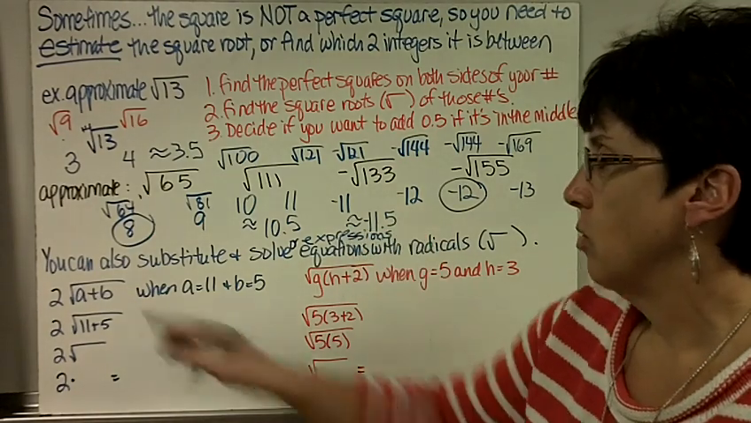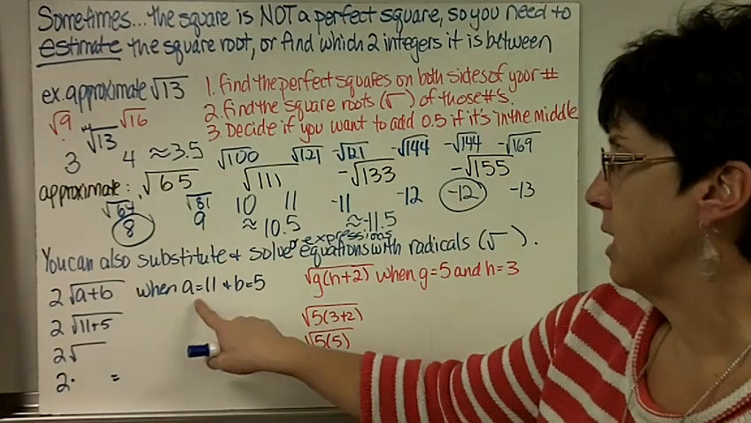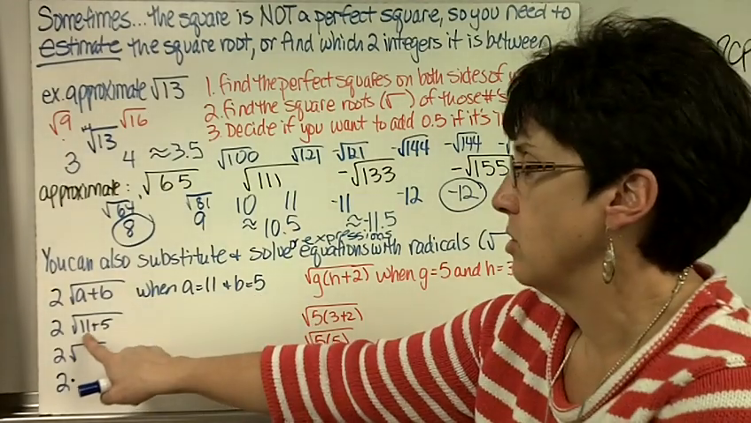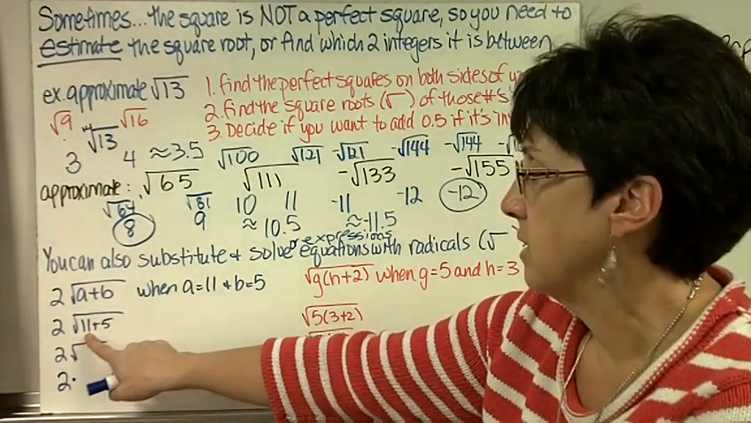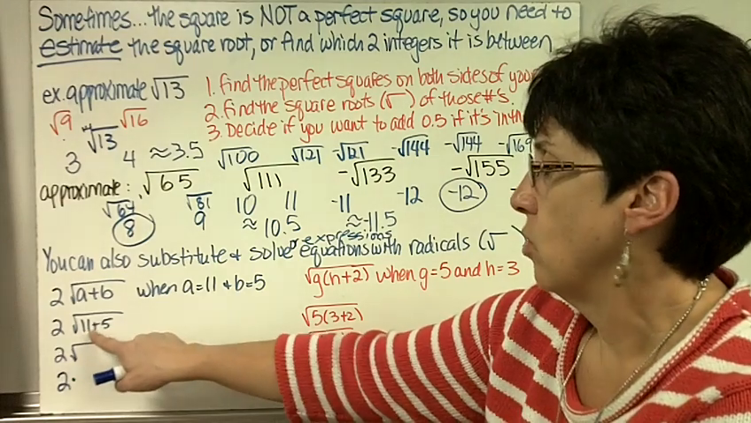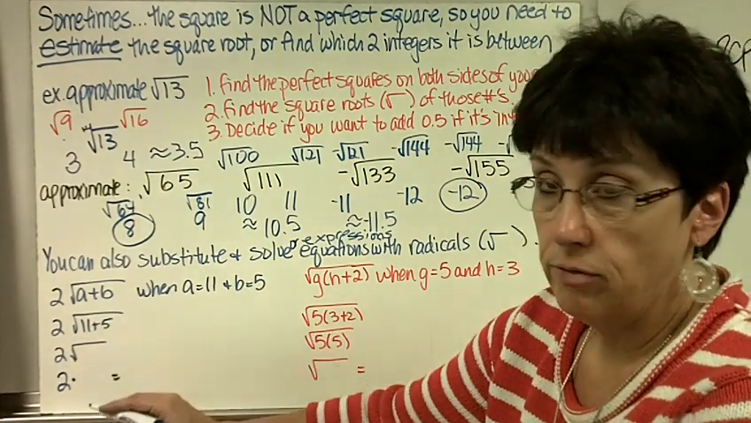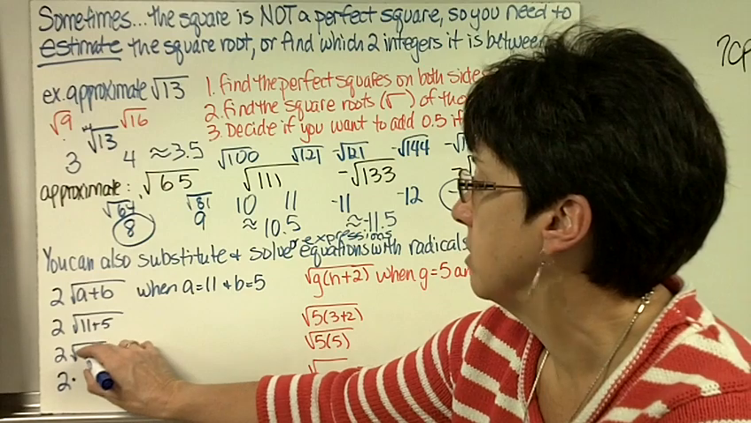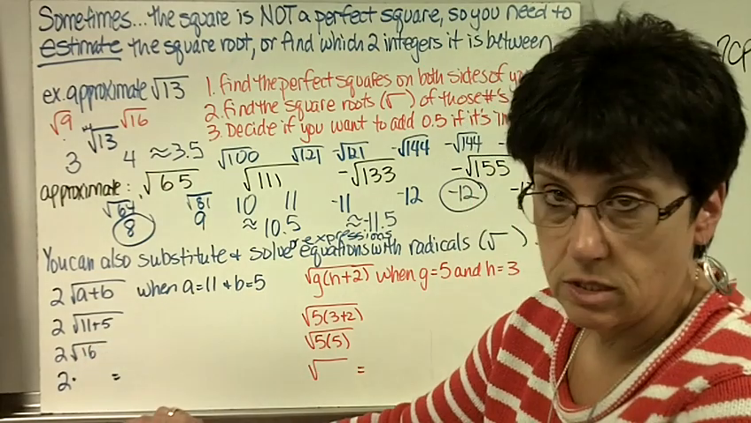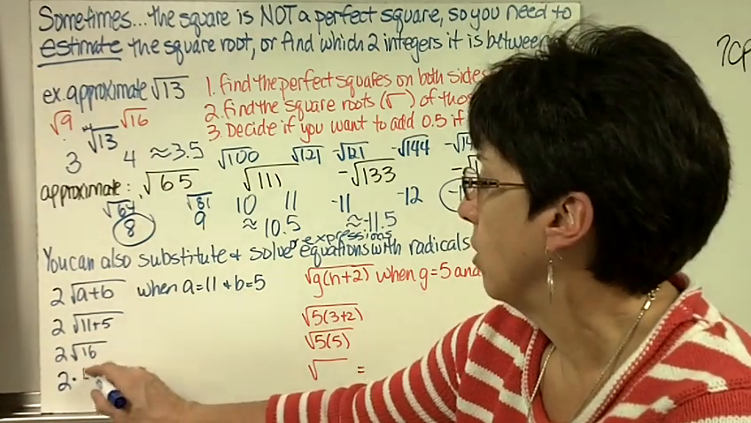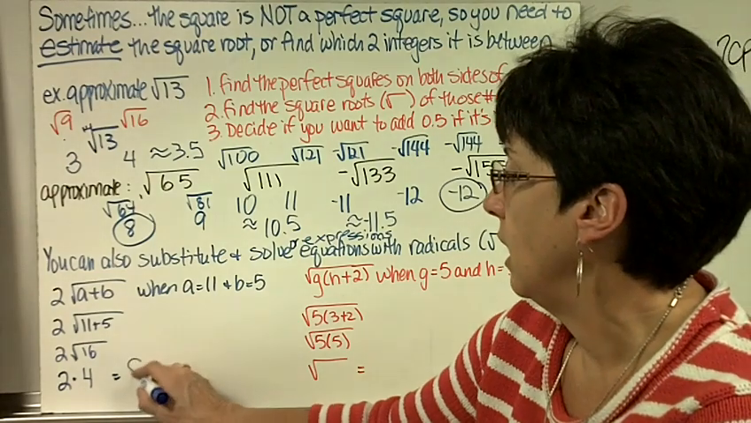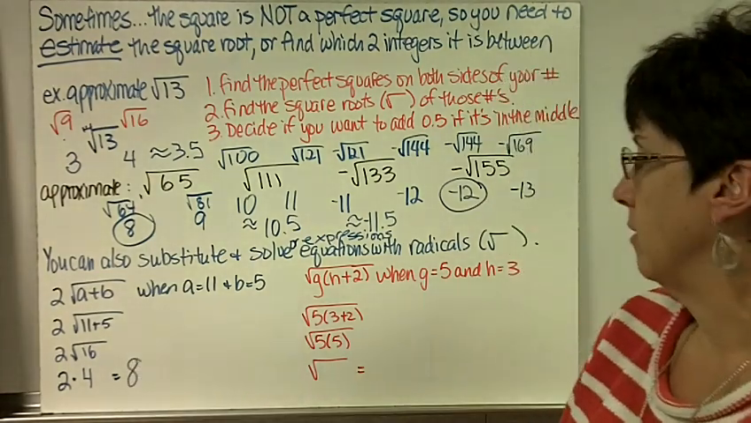Okay. So 2 times the square root of a plus b when a is 11 and b is 5. Substitute in the values. A is 11 and b is 5. So 2 times the square root of 11 plus 5 is 16. What's the square root of 16? 4. What's 2 times 4? 8. That wasn't hard, huh?